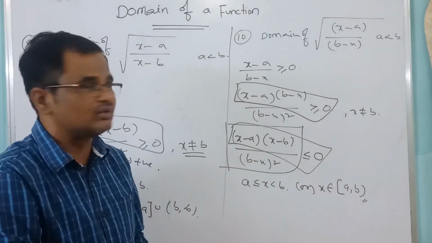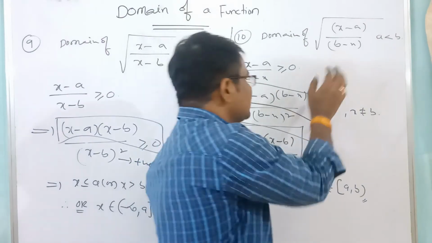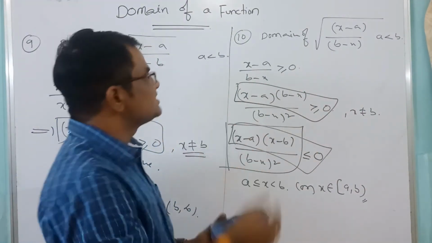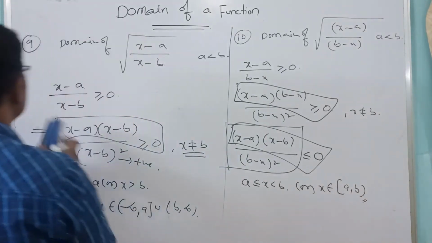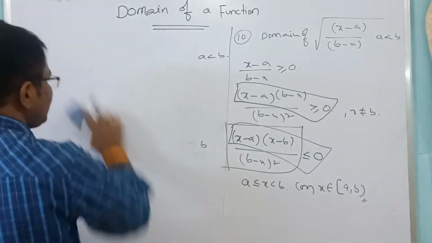Like that, carefully you have to do. Suppose a greater than b also they given. Same thing we have to follow, but here the least value and the greatest value we have to take. Right? So this is about the domain of these two types of functions. And suppose like this they given.